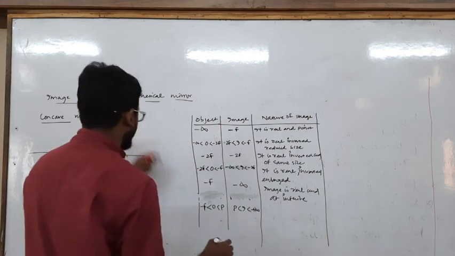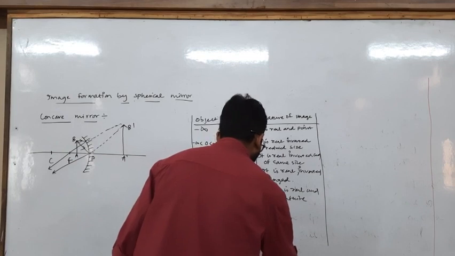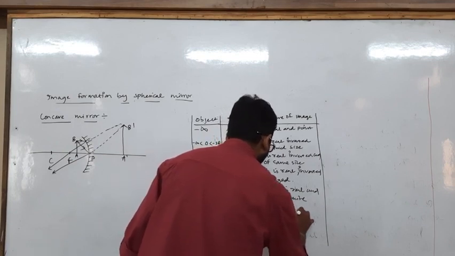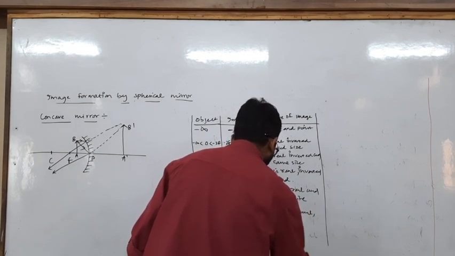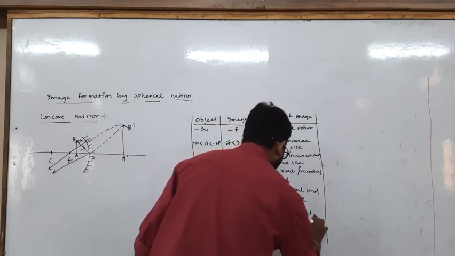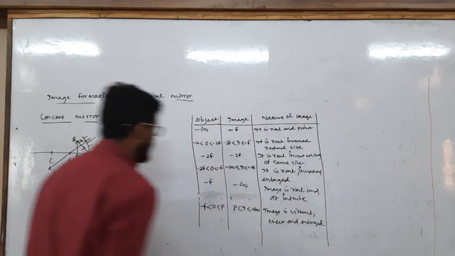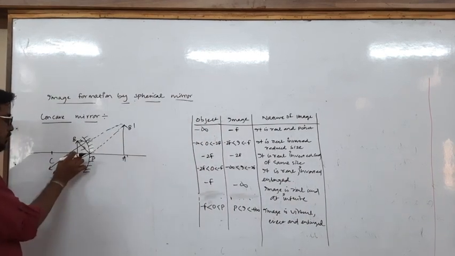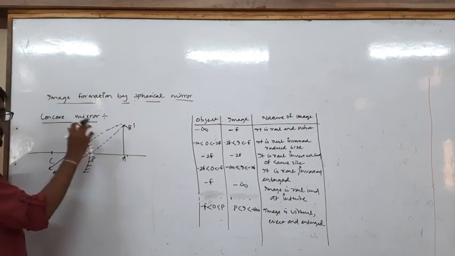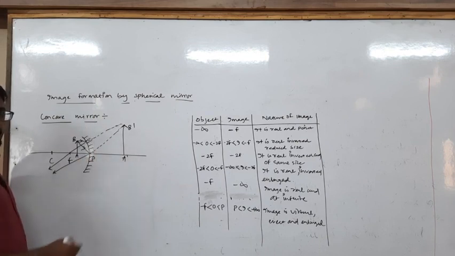And what is the condition of the image? If the object lies between focus and pole, the image will lie between pole and plus infinity. The image is virtual, erect and enlarged. Okay, so when the object lies between focus and pole, the image will be erect, virtual and enlarged.